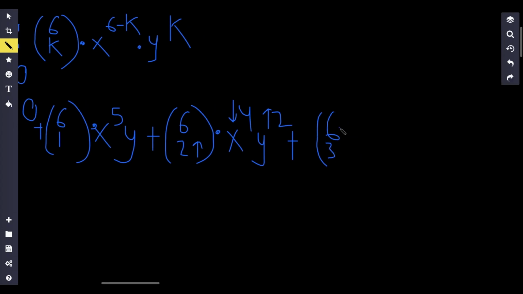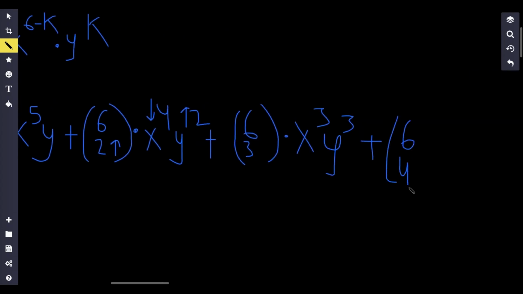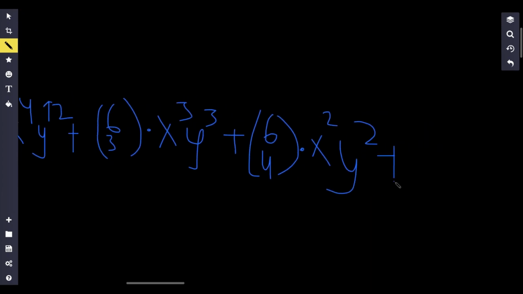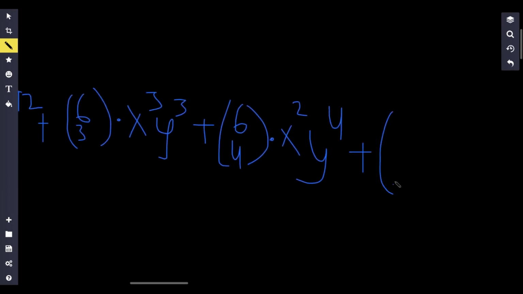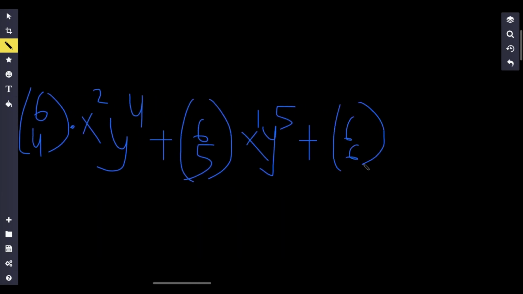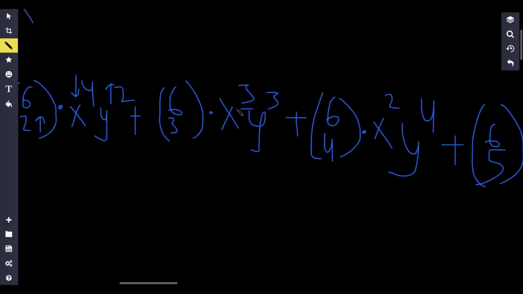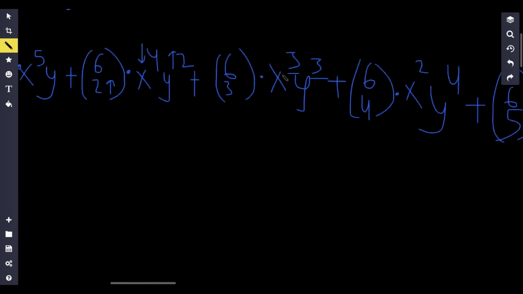So it's going to be 6 choose 3 times x^3 times y^3, plus 6 choose 4 times x^2 times y^4, plus 6 choose 5 times x^1 times y^5, and plus 6 choose 6, which is just x^0 times y^6. Notice how all of our exponents add up to the power we were raising it to. We're going to do that for every single term.